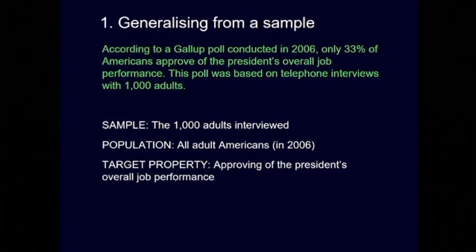The population is all adult Americans. Here it just says Americans, 33% of Americans, right? But they're probably not meaning to include infants and children. So I'd say the population is adult Americans in that year. The target property is whether a person approves of the president's job performance or not.